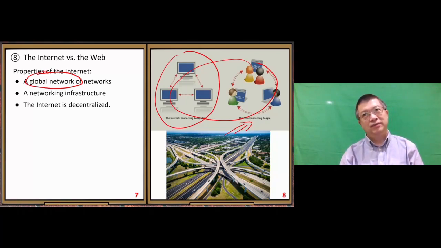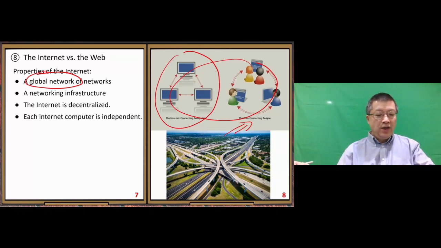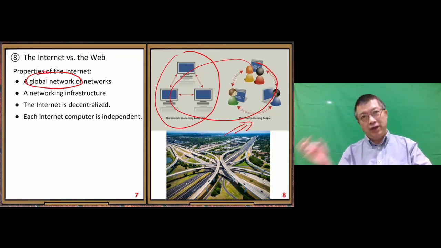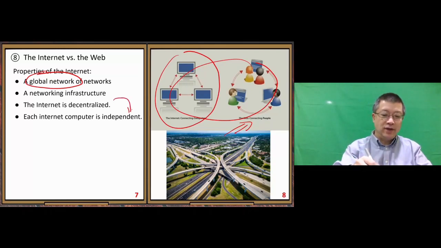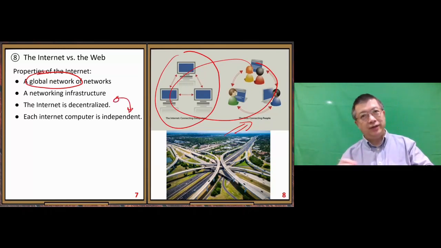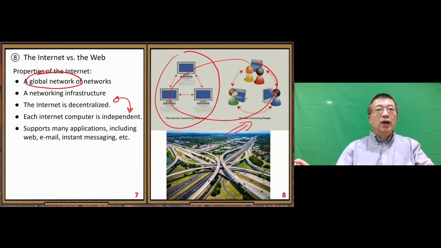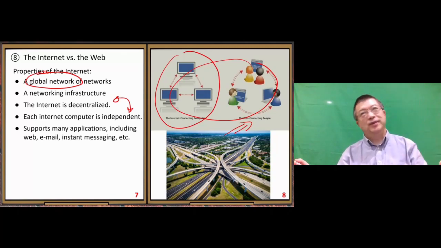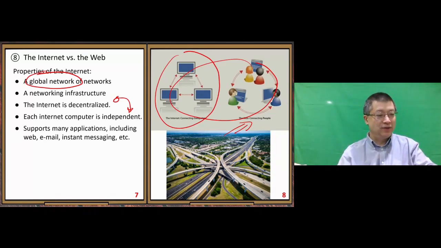That property is very important. Remember? It lets the network withstand attack; that is the purpose of the independence property. Each internet computer is independent. Fourth, it supports many applications: the web, email, instant messaging. Right now, countless applications.